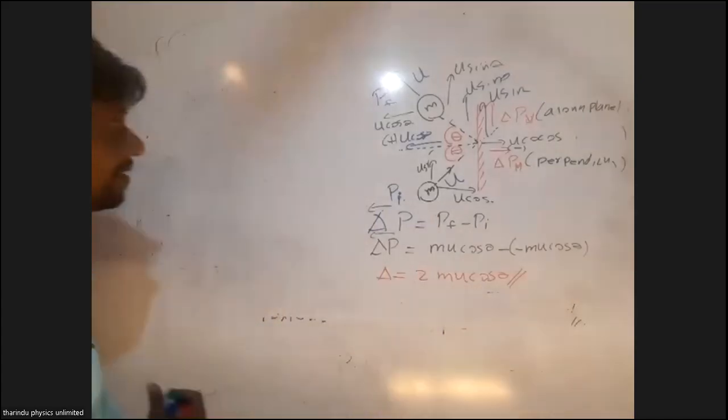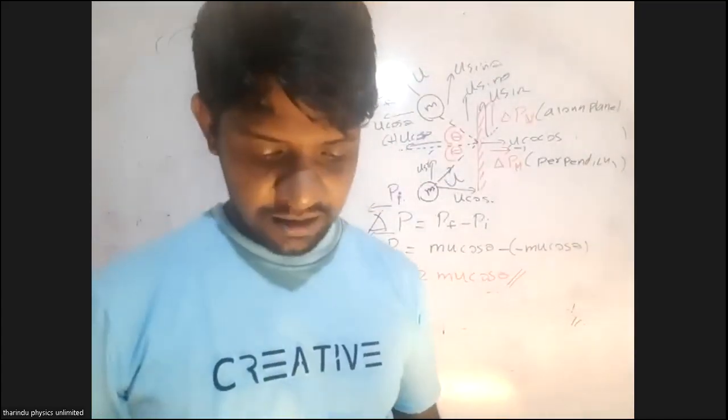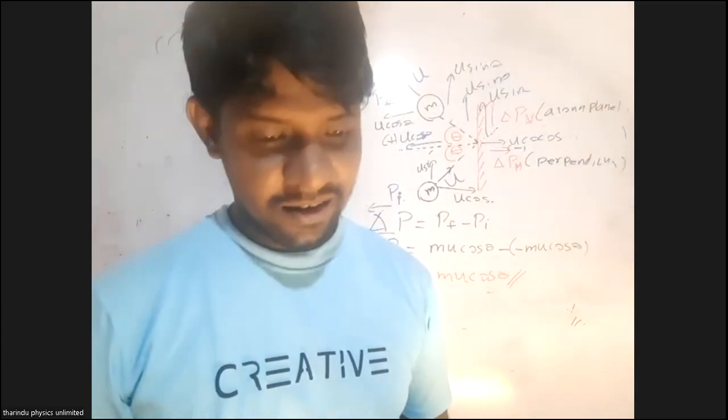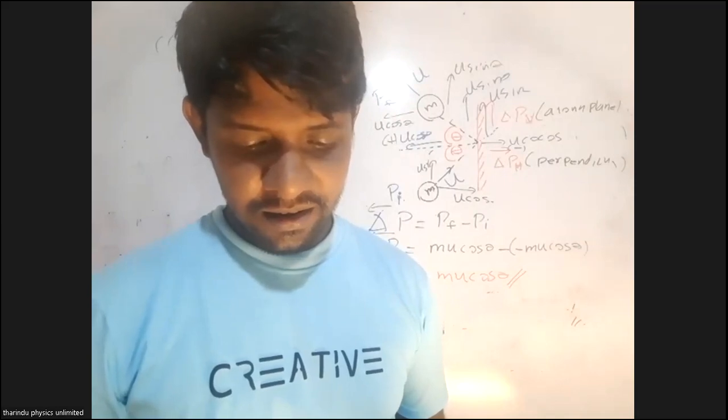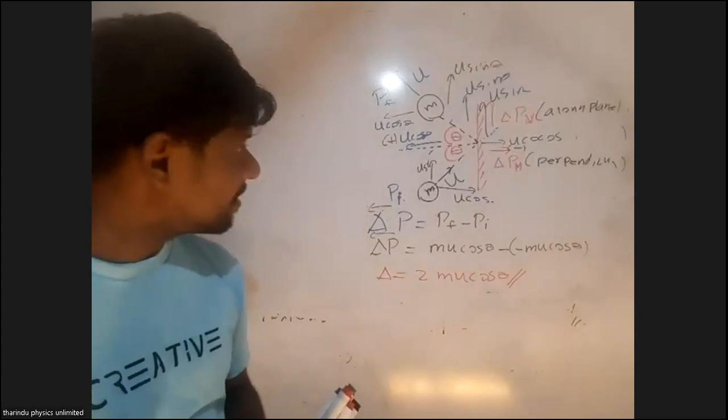Sir, if the ball is hitting the surface at an angle, then that ball has the momentum mu first. Yeah. Then it's the initial velocity of it.